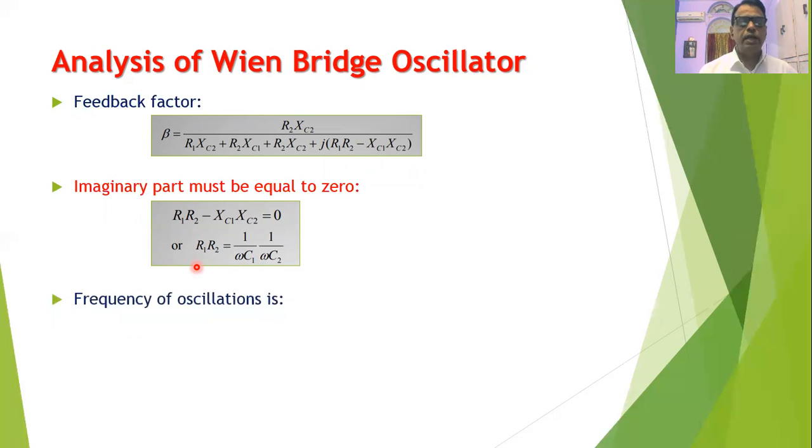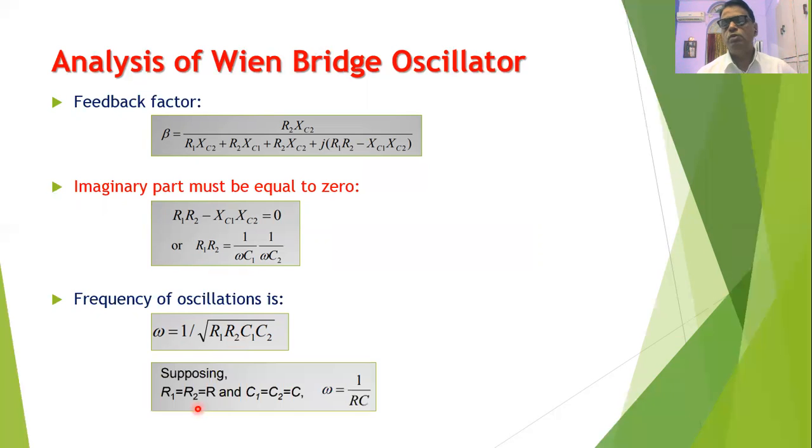Now from this expression, we can get the expression for frequency of oscillation as omega equal to 1 upon square root of R1 R2 C1 C2. Now we can suppose that the values of R1 and R2 are the same, equal to R, and similarly the values of C1 and C2 are the same, equal to C. Therefore omega is equal to 1 upon RC, and we can rewrite the same equation as f equal to 1 upon 2 pi RC. So this is the expression for the frequency of oscillation of the Wien bridge oscillator. One can easily observe that the frequency of oscillation depends upon the values of resistance R and capacitor C used in the lead-lag network of the Wien bridge oscillator.